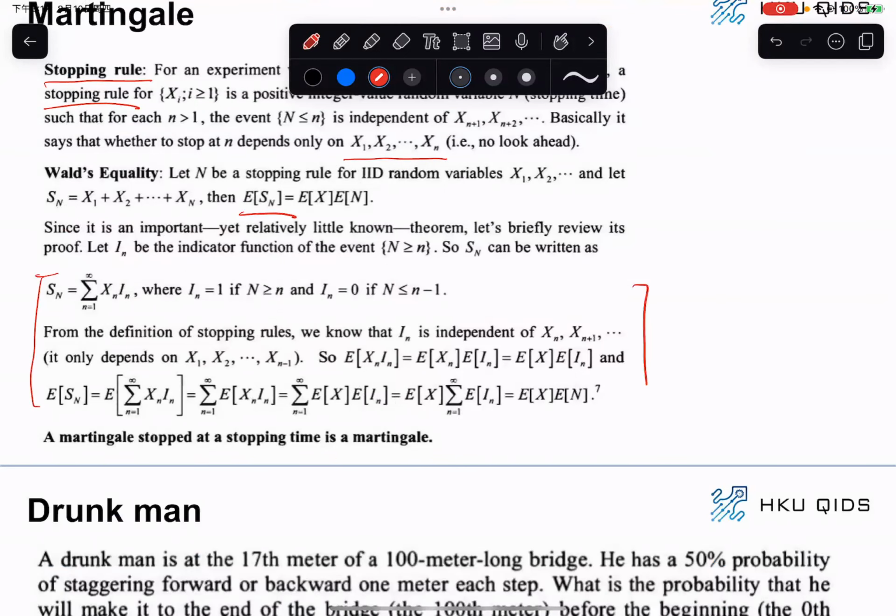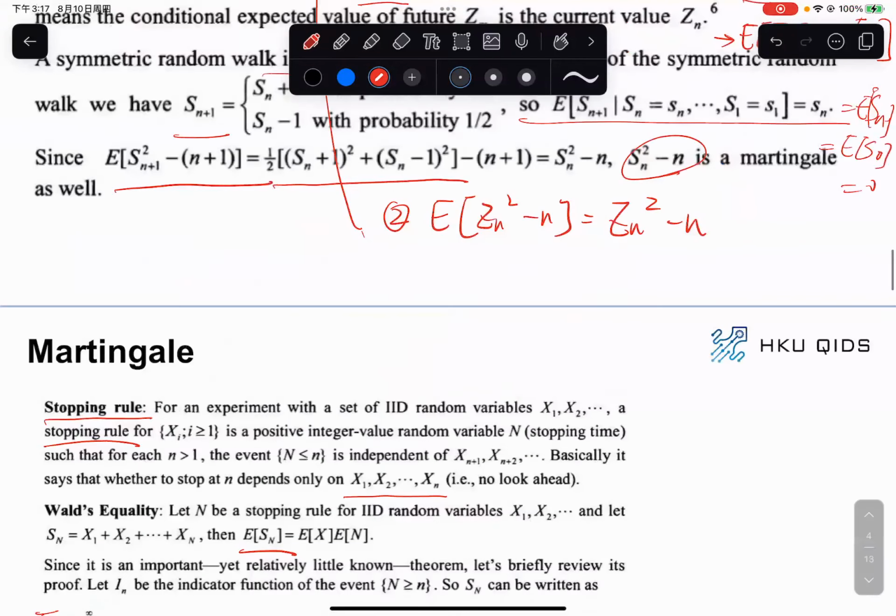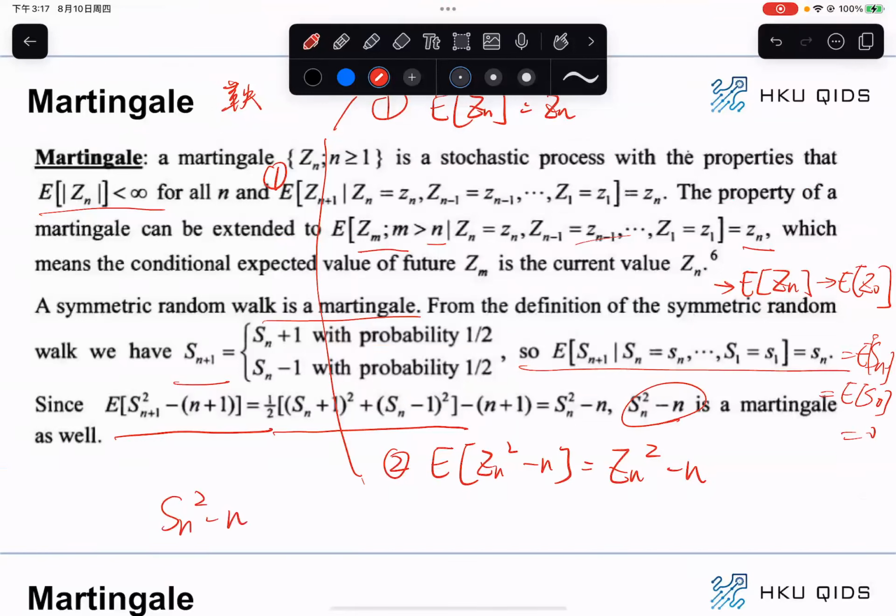I'm not going to type in all that, but what I want you to remember is that a martingale stopped at the stopping time is also a martingale. So how to understand this sentence? Let's use Sn squared minus n as an example. If we replace this n with a stopping time, then since Sn squared minus n is a martingale, it is going to still be a martingale, although this N is a random variable, okay?